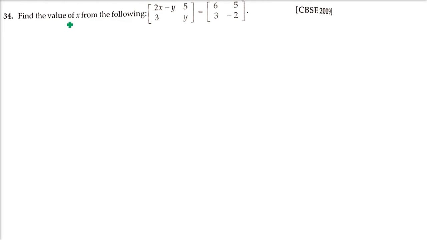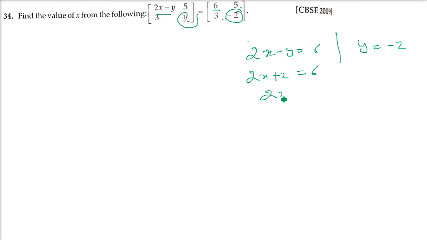Find the value of x for the following. 2x minus y equals 6, and y is already given as negative 2. So y is negative 2, just put in here. And all others, 3 is 3, 5 is 5. So y is minus 2, put in here. There is plus 2 equals 6. 2x will be 6 minus 2. That is going to be x equals 2. So y is negative 2, x is 2 here.